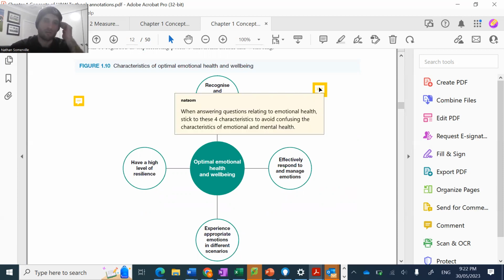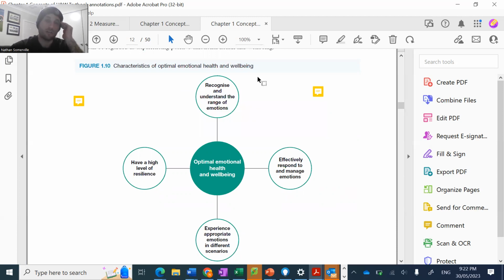So when answering questions related to emotional health, really stick closely to these 4 characteristics and try not to go away from them. Why I say stick closely is because they clearly stick to emotional health and well-being, and they don't drift off into mental health and well-being. One of the characteristics you cite might be somewhat correct, but if you drift off into that mental health and well-being dimension, you're going to lose marks.